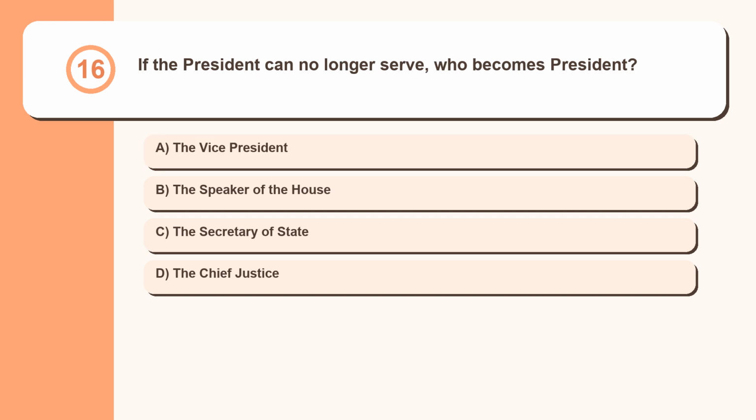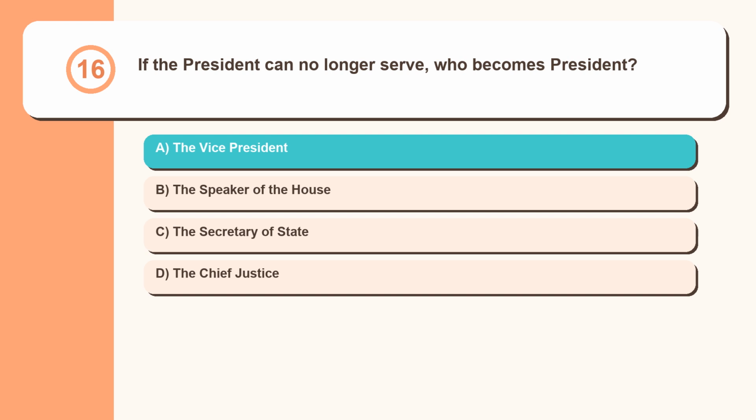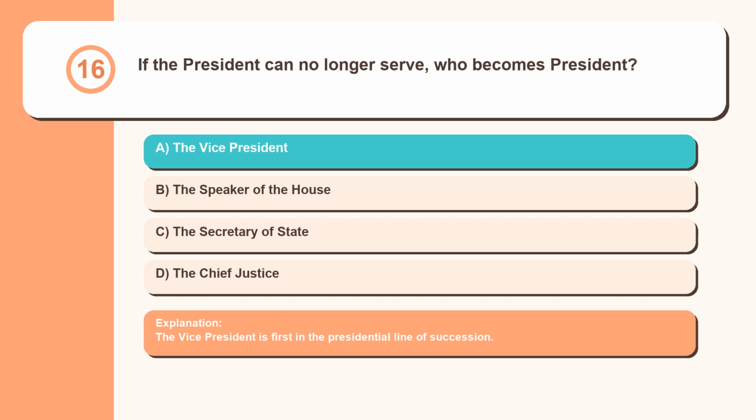Question 16. If the president can no longer serve, who becomes president? The vice president, the Speaker of the House, the Secretary of State, the Chief Justice. The vice president is first in the presidential line of succession.